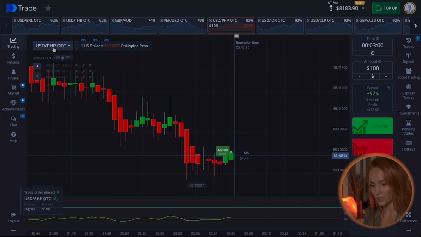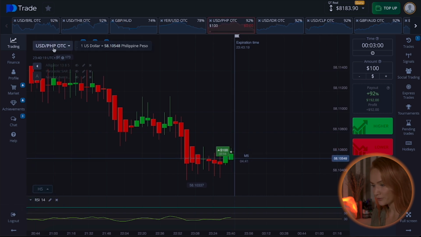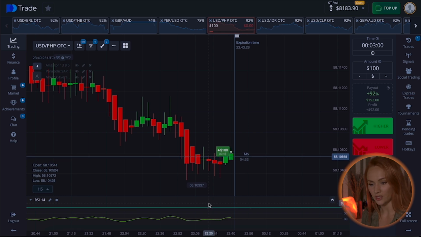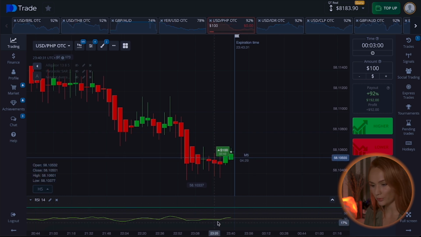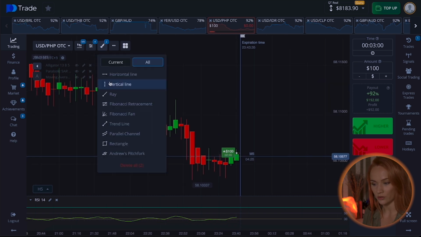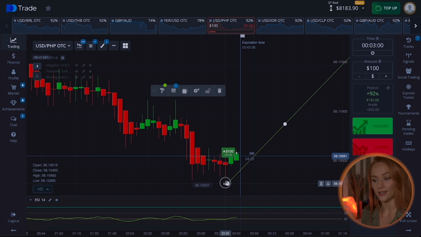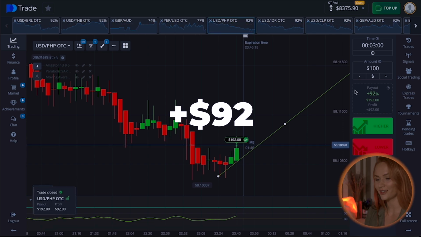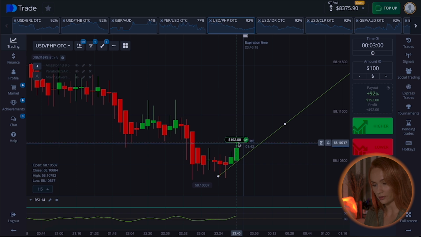This one is dollar Philippine peso currency pair. I open a deal for 3 minutes. In this case, we trade using the RSI indicator. We see that the indicator crosses line 30 from bottom to top. There are signals of an uptrend, so let's see how this works out. Excellent deal, brings us a profit of $92, and we continue.